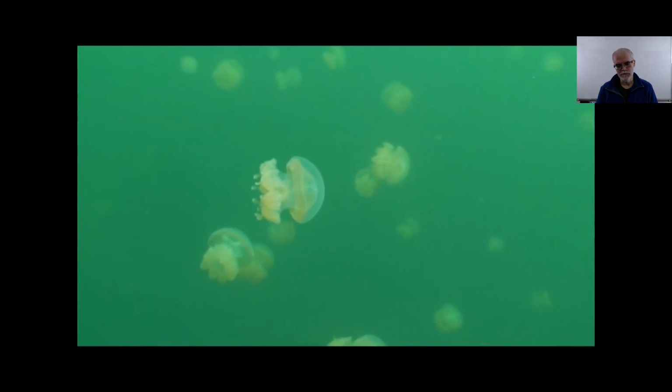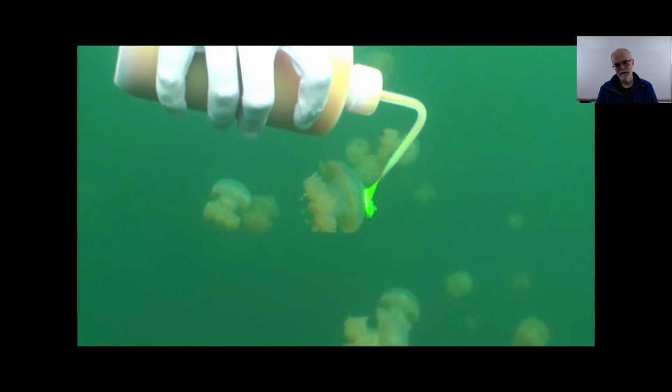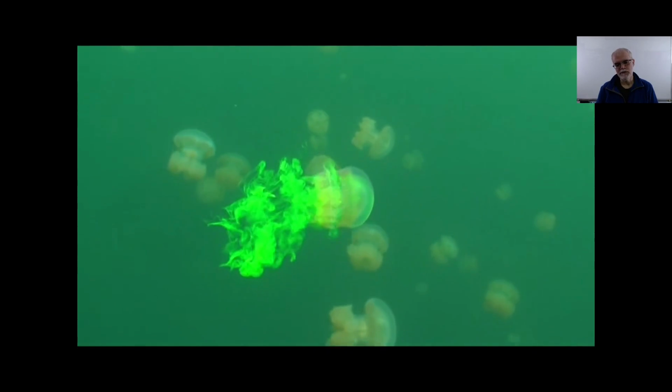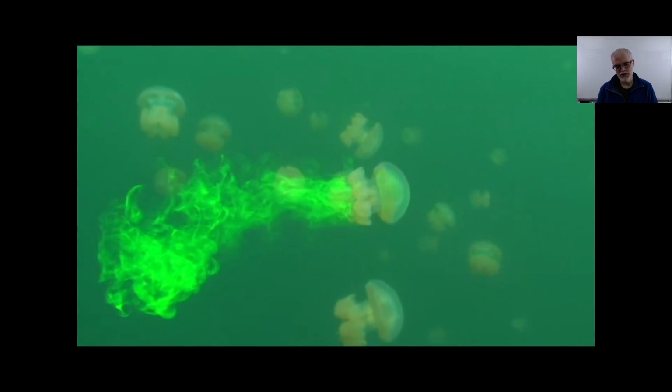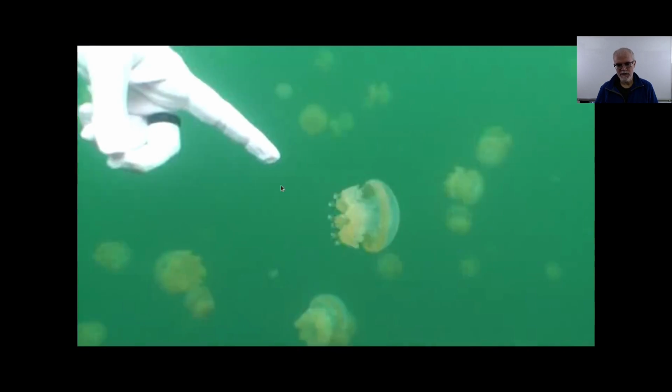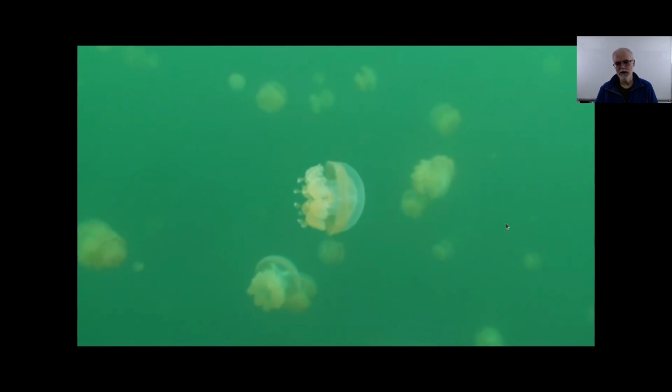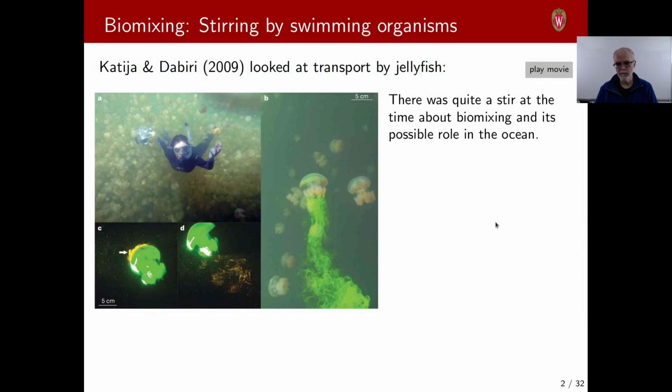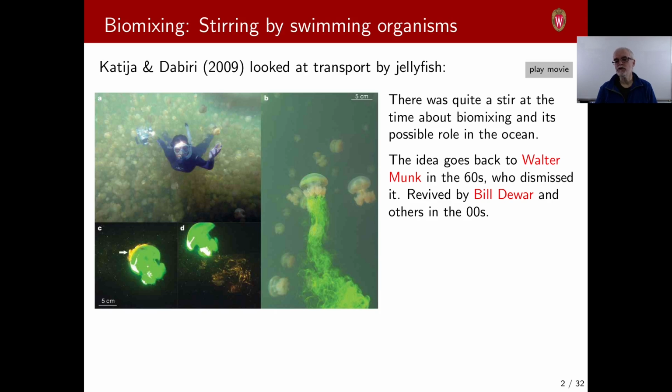So they actually went to Papua New Guinea, to a lake that's full of jellyfish, and they looked at how individual jellyfish drag dye around as they swam. And you can see the dye gets trapped quite a long time behind the jellyfish. In fact, this was about the time when there was quite a lot of interest in biomixing, which is the idea that marine organisms might have a role in mixing the ocean.